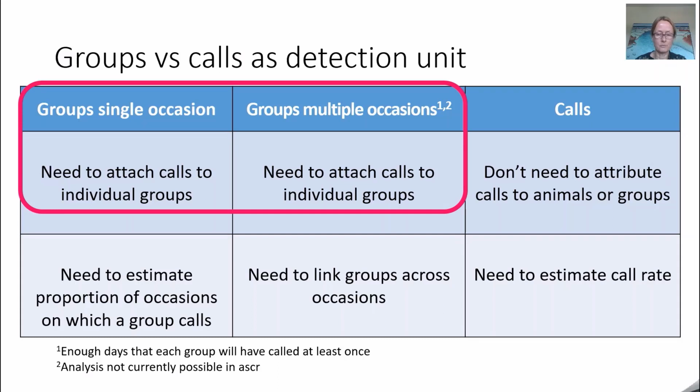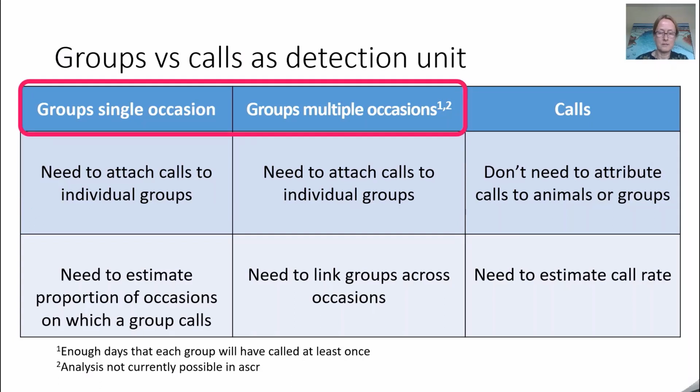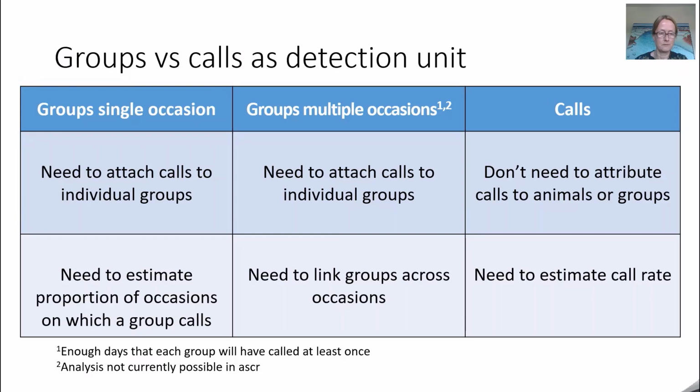If you decide to go with groups as a detection unit, you still need to be able to attach calls to the individual groups. You also need to decide if you choose groups during a single occasion or during multiple occasions. When using groups during a single occasion, you will need to estimate the proportion of occasions during which a group calls, as not every group calls on every day. When choosing groups during multiple occasions, you need to link groups across occasions. This means you need to be able to say, for example, group 1 from day 1 is the same as group 1 from day 2.